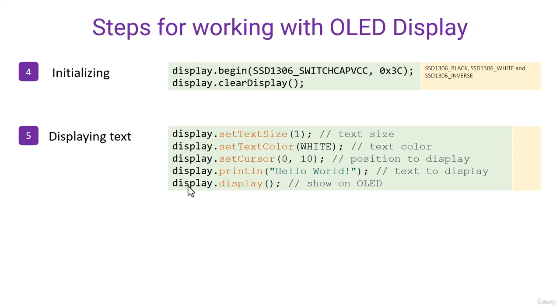Then finally, display.display to show whatever you have put in the configuration with the text in your OLED module. So this is how you can interface OLED display using these five steps.